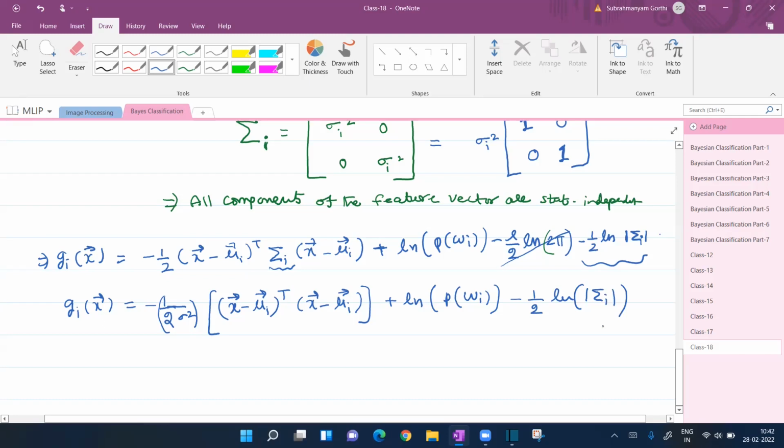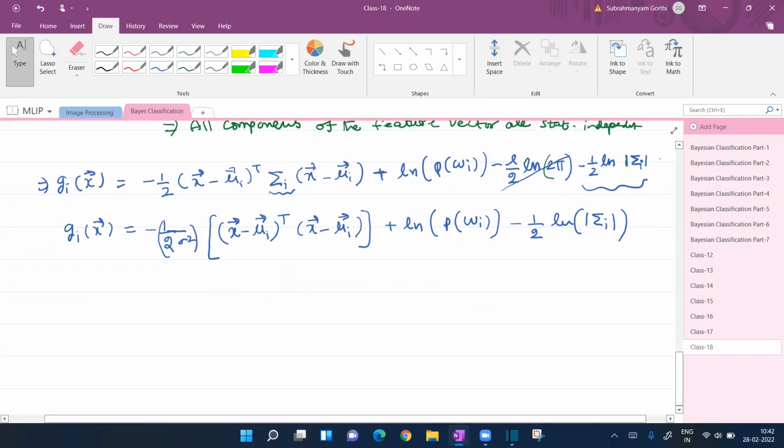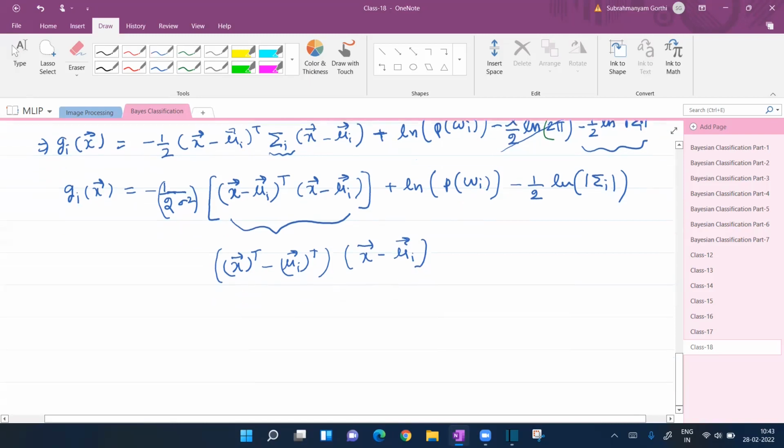Determinant of 1. Okay, so now let's write this up further. How can I further expand this? x bar whole transpose into x bar. So what I'll instead do here is, let me first apply this transpose. So that will be x bar whole transpose minus mu I bar whole transpose, this whole multiplied with x bar minus mu I bar.